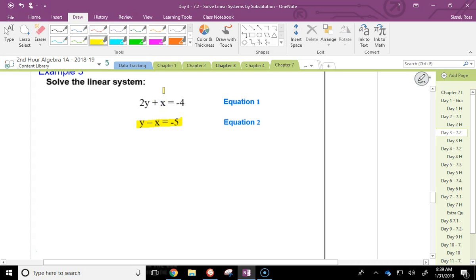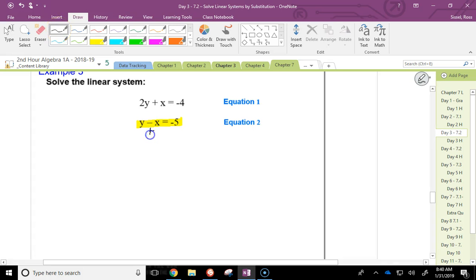Which variable do you think I want to solve for? X or y? Y. The reason we want to solve for y, we could solve for x, but since it's y minus x, if I got rid of the y, I'm going to have a negative x. So that's just another step I'm going to have to make sure I don't mess up on. So if the first one's a positive number, I just use that.